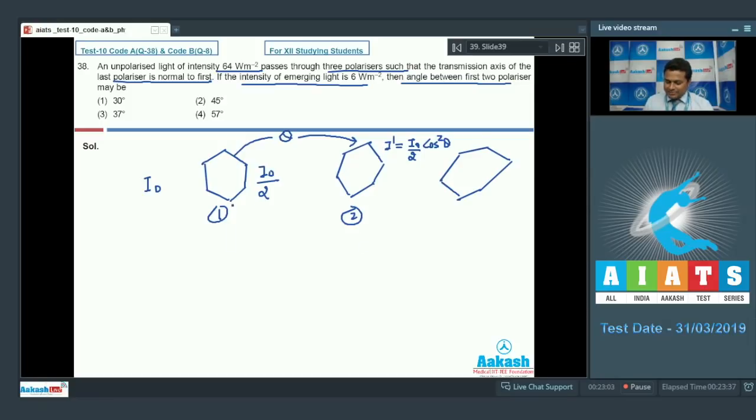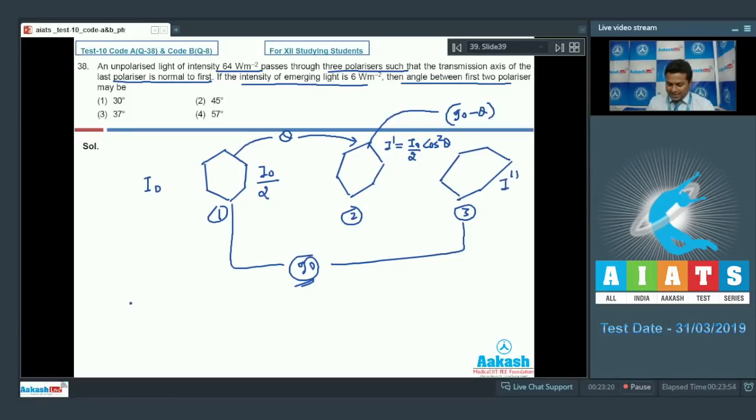Now since it is clearly mentioned that polarizer 1 and polarizer 3 have 90 degree angle between their transmission axes, the angle between polarizer 2 and polarizer 3 will be 90 minus theta, and according to Malus law, the final intensity I double dash will be I dash cos square of the angle, that is 90 minus theta.